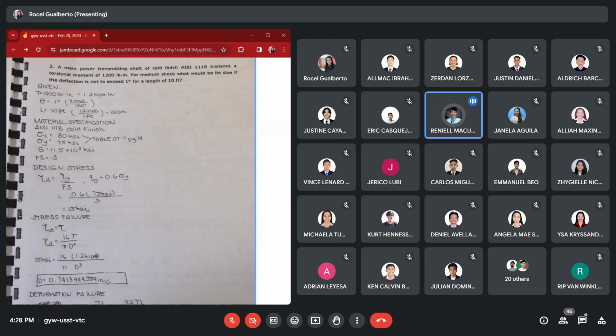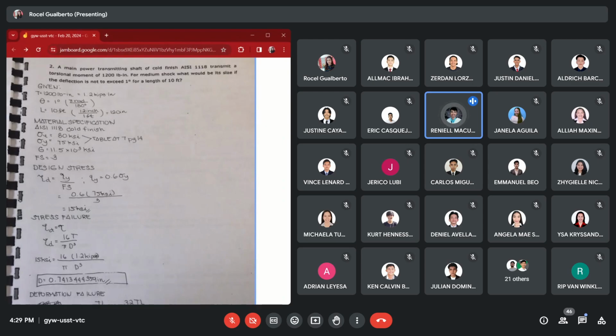Then let's go naman po tayo sa material specification. Ang ating material po ay AISI 1118 cold finish. Then ang ating sigma U is equal to 80 ksi. Then ang sigma Y po ay 75 ksi from table 8-7, page 14. Then ang ating gagamitin G ay 11.5 times 10 raised to 3 ksi. Then ang FS po natin is equal to 3 from table 1.1, page 1.